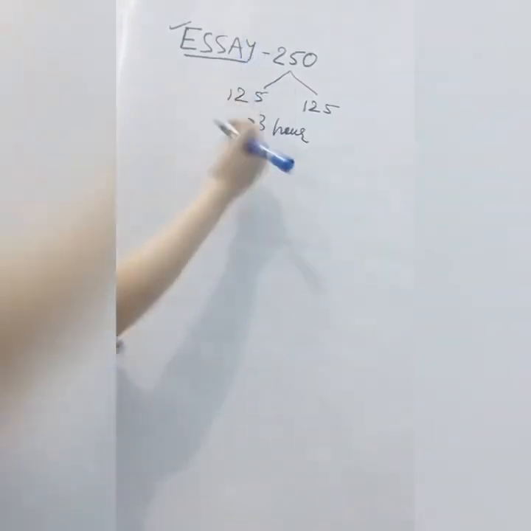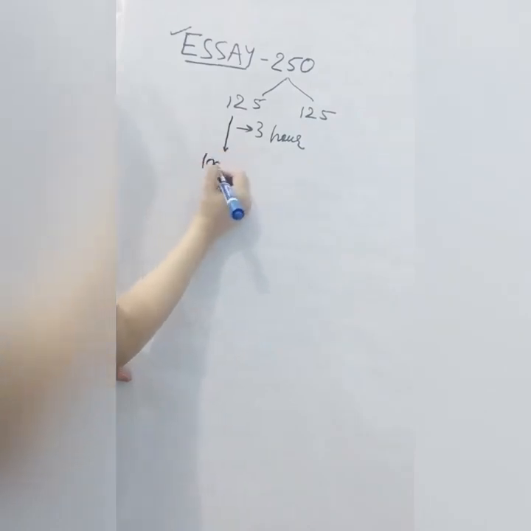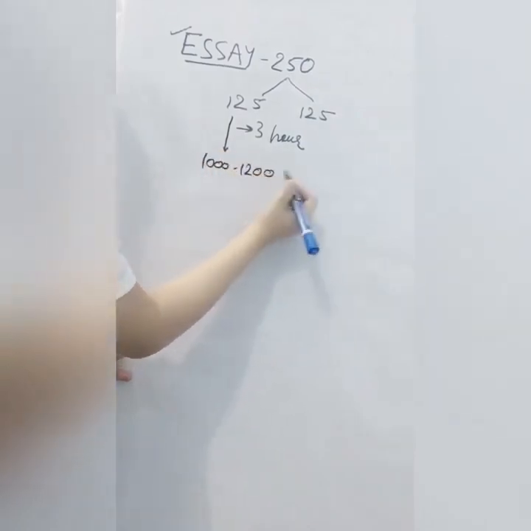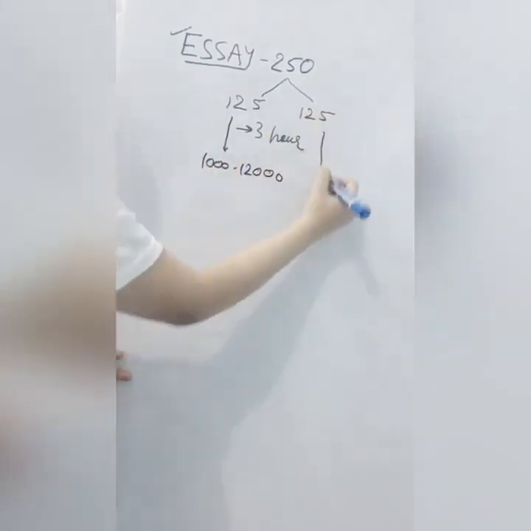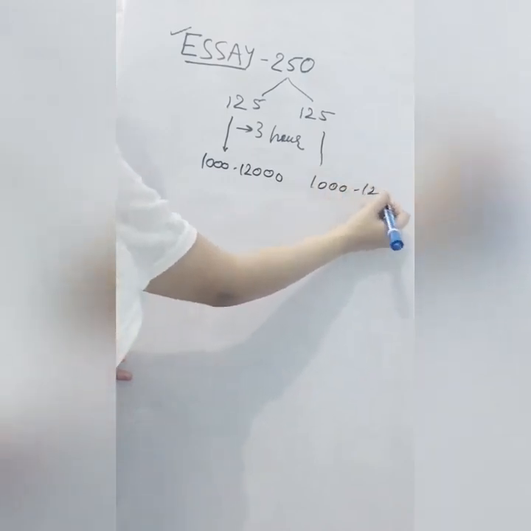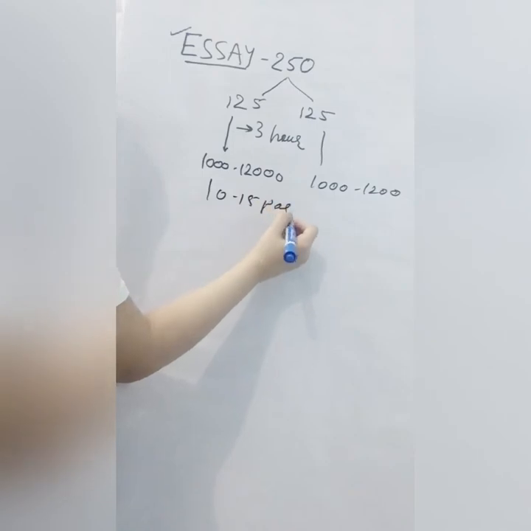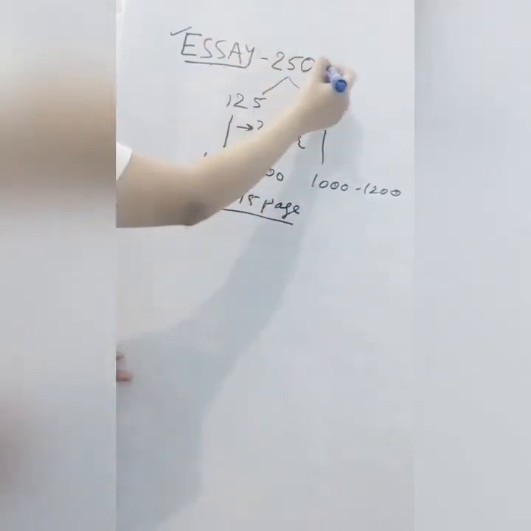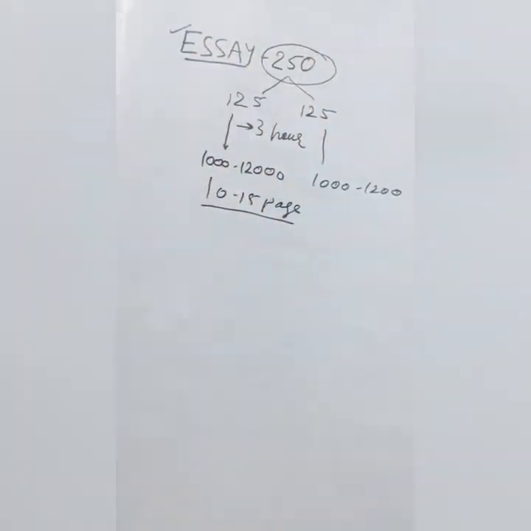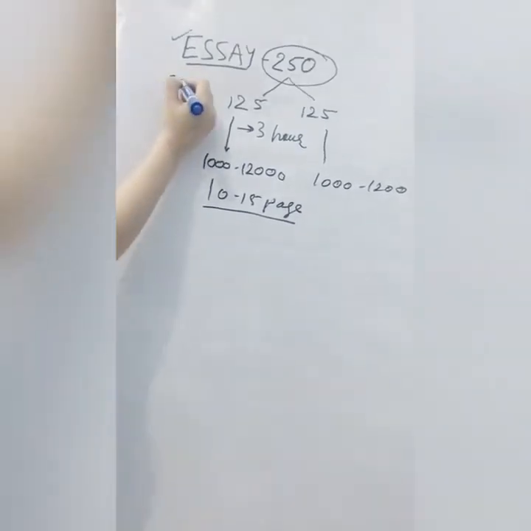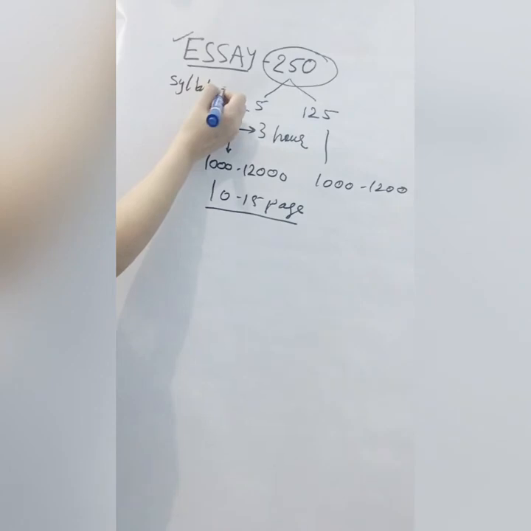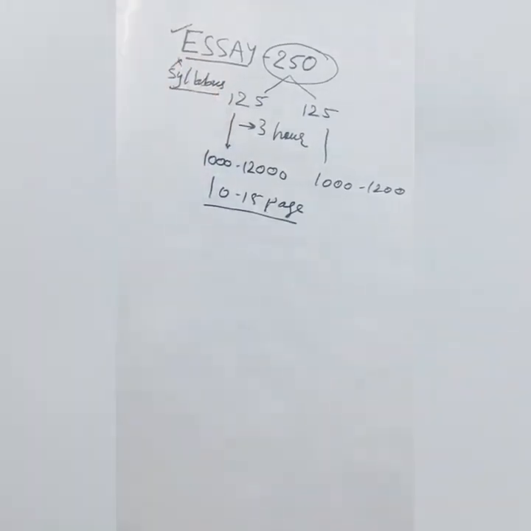For 125 marks you have to write around 1000 to 1200 words. For each essay you have to write around 1000 to 1200 words, and on average around 10 to 15 pages for writing this 250 marks essay. The UPSC examination has not defined any syllabus, so there is no syllabus for essay answer writing. There is no separate syllabus that you have to read.